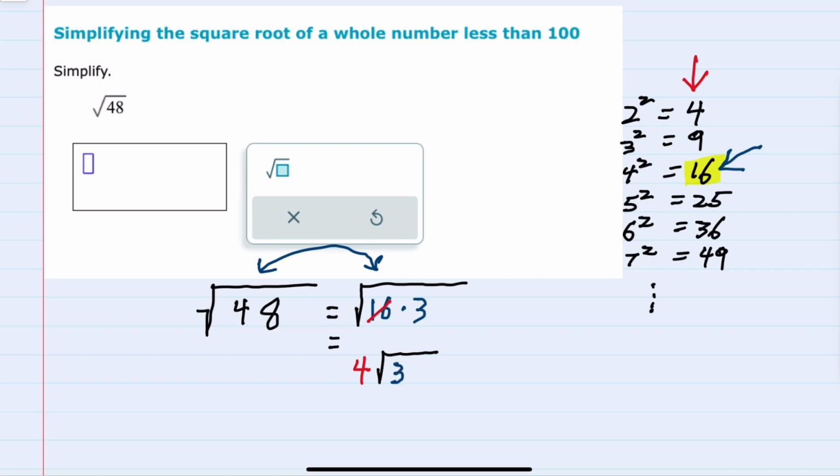So our process here was to rewrite what was underneath the radical as a product with a perfect square. Here's 16. Take the 16 out. Since it's a perfect square, it comes out of the square root as 4. Square root of 16 is 4. And from here, we have simplified as much as possible.